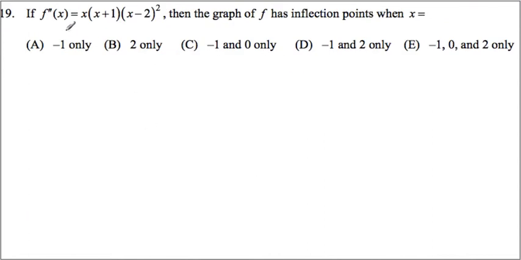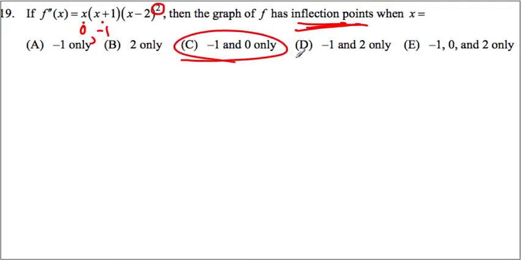How about here? We have the double derivative given, which shows the concavity. For an inflection point, whenever you have a single root, the sign will change about that value, meaning in this case 0, and in this case negative 1. But when x equals 2, because of the double root, the values about x equals 2 wouldn't change. So inflection points are the points where concavity changes. That means we are looking at 0 and negative 1 only, which is choice C.